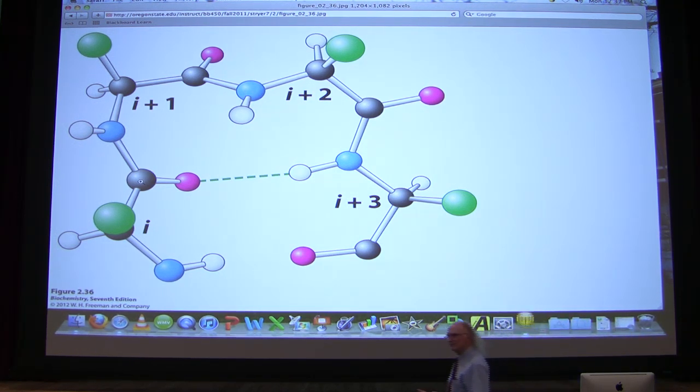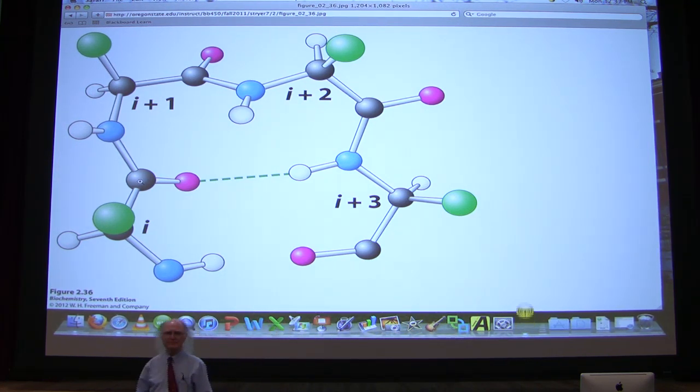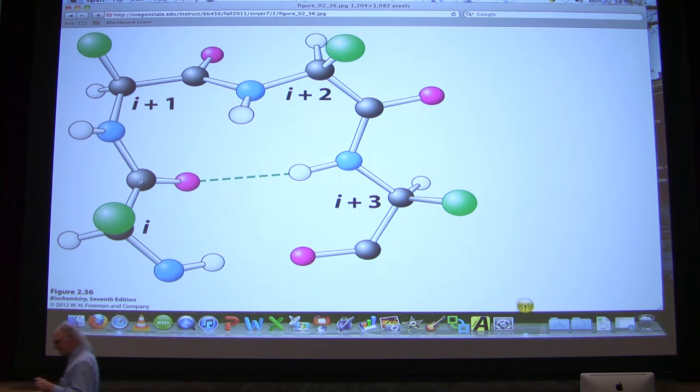What do you think? There's just mumbling. What's that? Not because it's achiral. No, it's achiral because it has the small R group, but it's related to the small R group. Yeah? Is it a reduced steric hindrance?